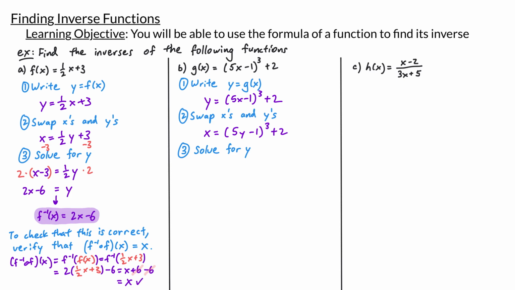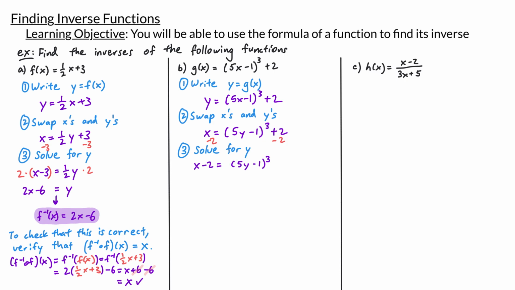That way we can describe the outputs of g inverse. So if we want to get y by itself, we need to undo some of the operations that are being done on it. We'll start by undoing this plus 2 at the end. We can do that by subtracting 2 from both sides of this equation, giving us x minus 2 equals (5y minus 1) cubed.